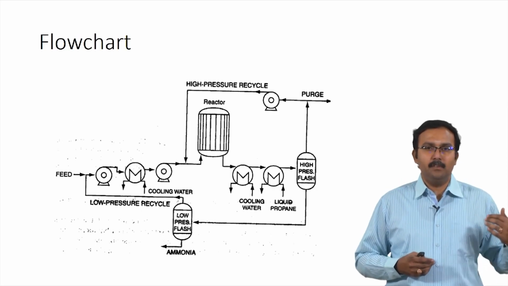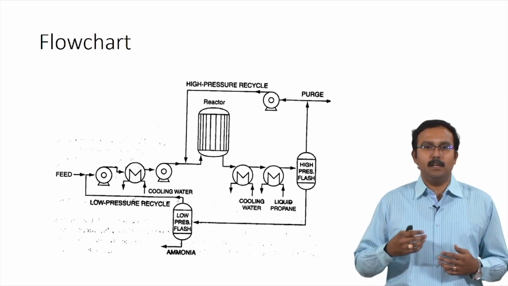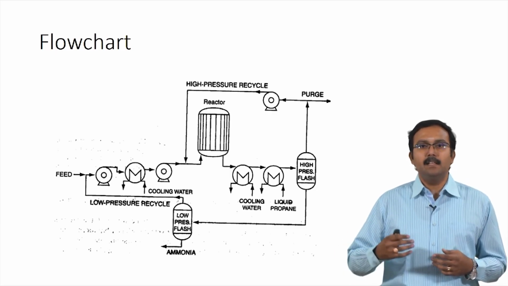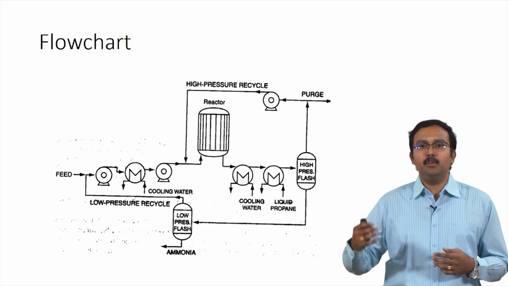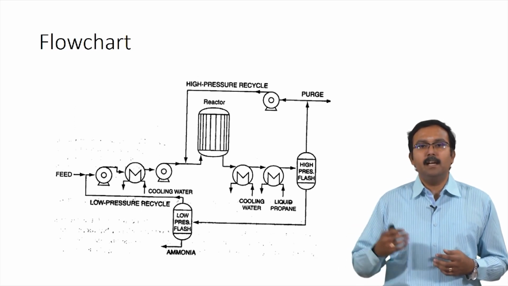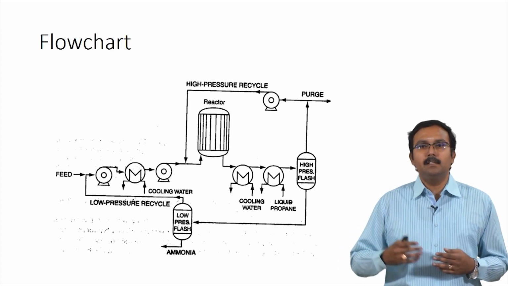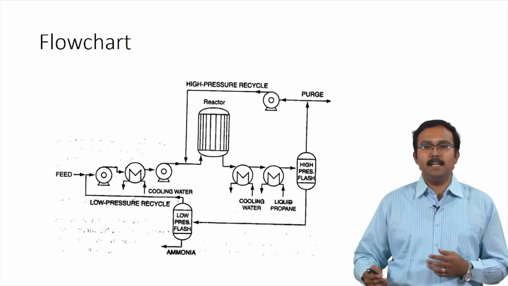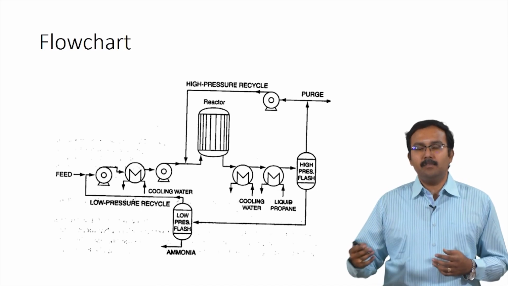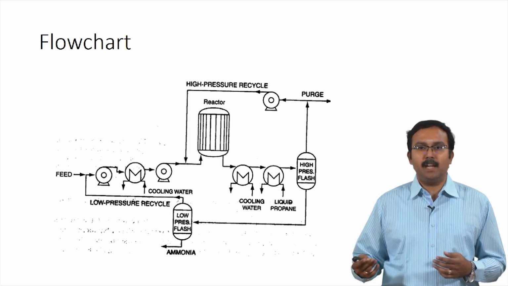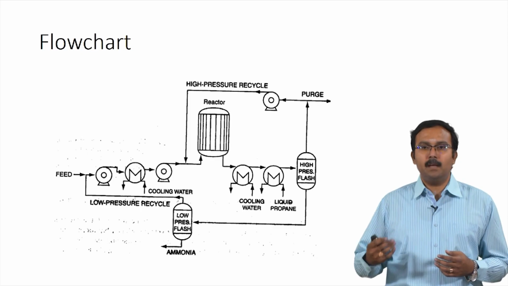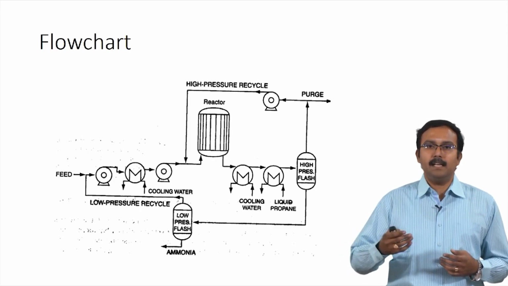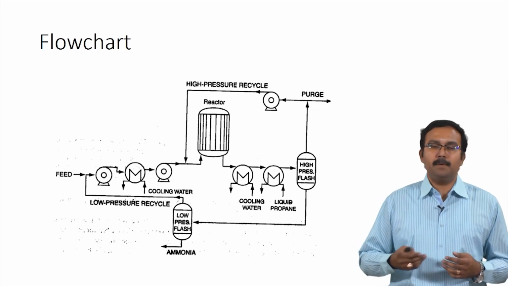What you see here is feed entering, getting mixed with a low pressure recycle, then getting pumped to enter into a heat exchanger, then again getting pumped to be mixed with a high pressure recycle, and the mixture entering into a reactor, and the product of the reactor comes and is cooled by two different heat exchangers. The exit of the heat exchanger enters into a high pressure flash, and the products of this high pressure flash either get recycled or purged, and the recycle stream is pumped to form the high pressure recycle.